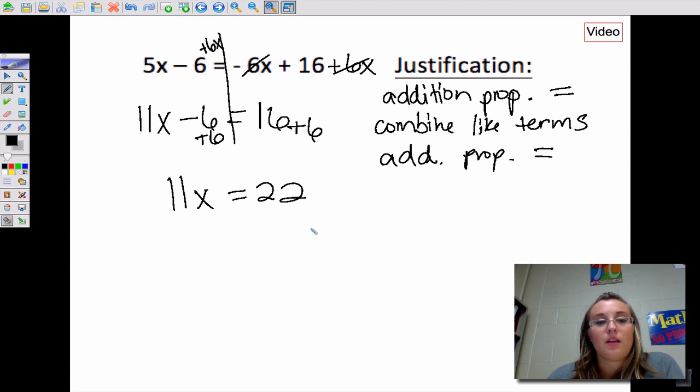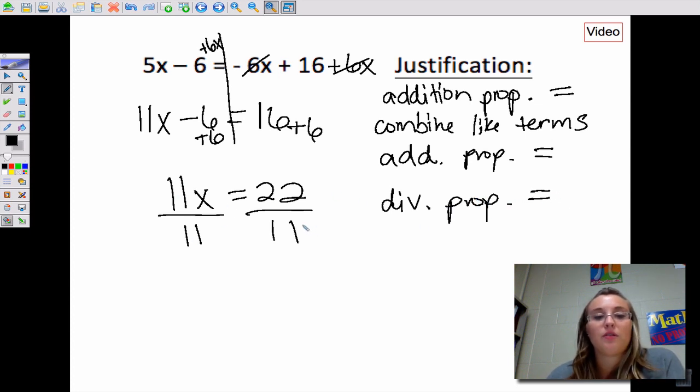Okay? Now I need to eliminate the coefficient of x. This is 11 times x, so I need to divide by 11. So this is the division property of equality. Because I can divide both sides by 11, I know it's going to stay the same. And I'll have that x equals 2. And then I'm done.